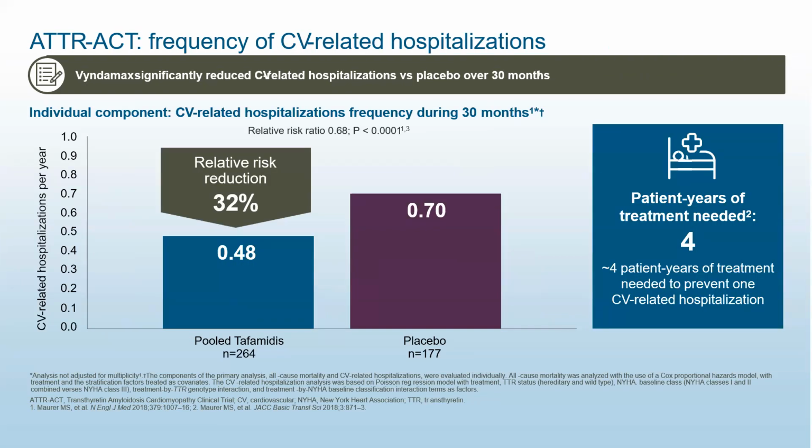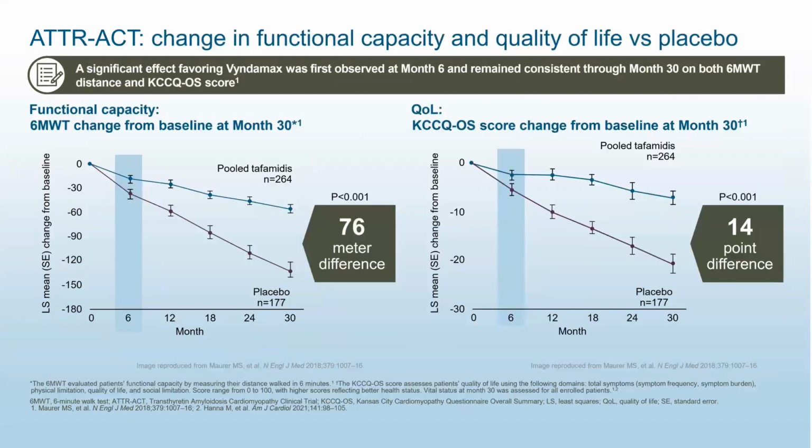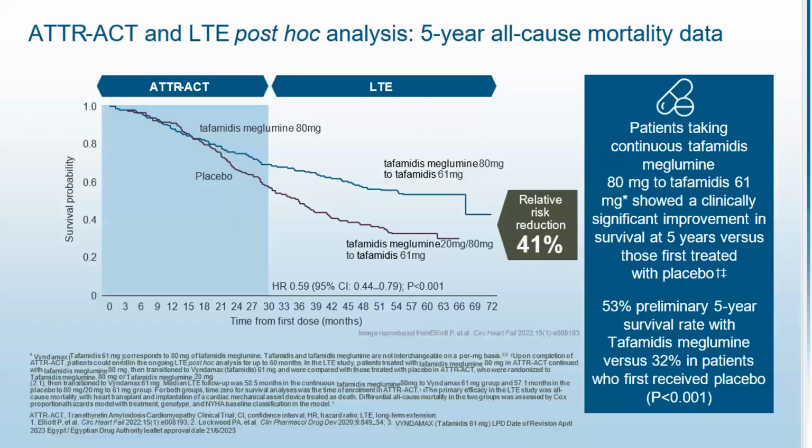Cardiovascular hospitalization was also reduced with a relative risk reduction of 32%, and approximately 4 patient years of treatment were needed to prevent 1 cardiovascular related hospitalization. Regarding symptomatology, there was a significant effect. At 30 months, the 6-minute walk test was improved by 76 meters, and the Kansas City questionnaire score was improved by 14 points for heart failure symptoms in those patients.